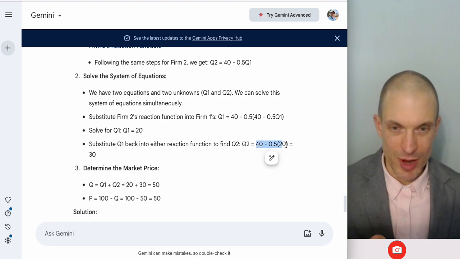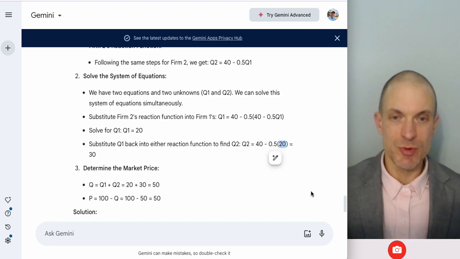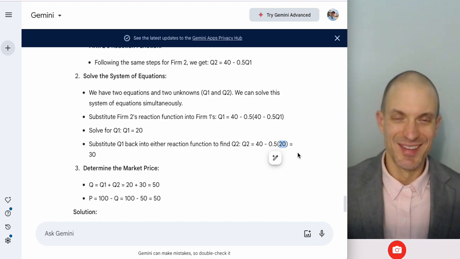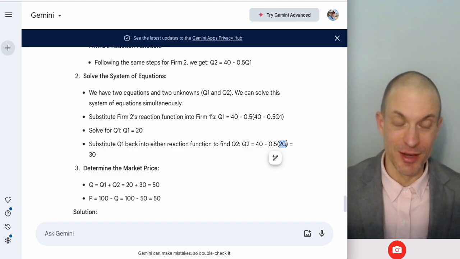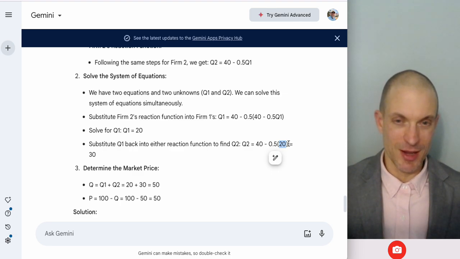Okay, so let's go back to this reaction curve, and rather than plugging in 20, we plug in 80 over 3. What happens? Let's see. So it's going to be hard to do in my head. I know what the answer is going to be, so I could cheat. But we're going to have minus 1/2 times 80 over 3. So that's going to be minus 80 over 6. Let's see if I can clean that up nicely. So that's going to be 40 minus 80 over 6, which is the same as 40 minus 40 over 3.